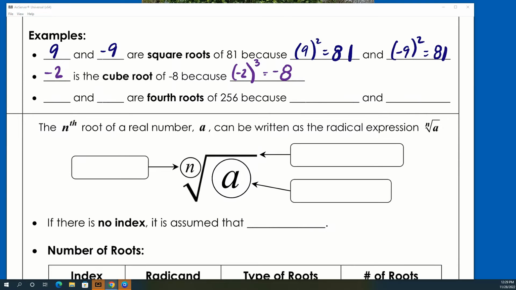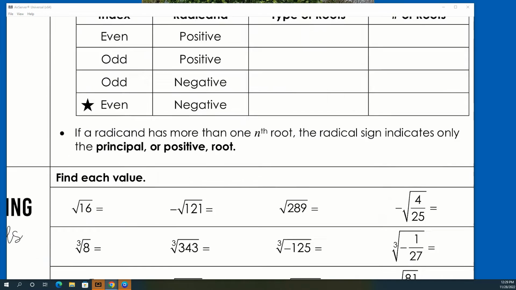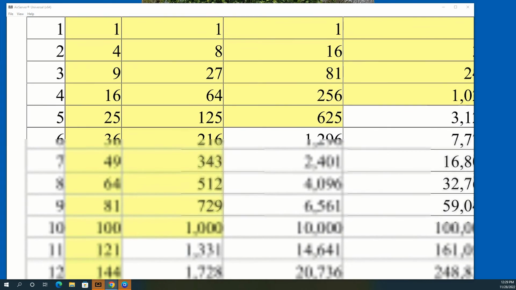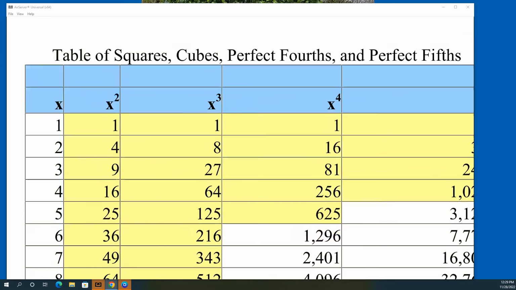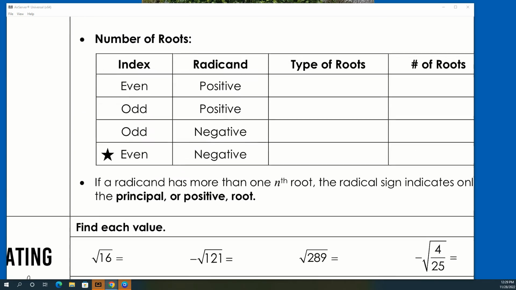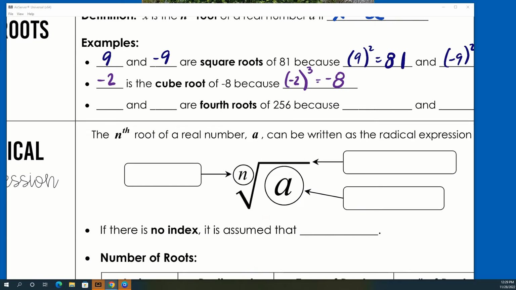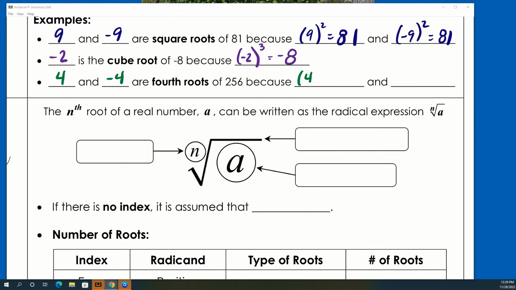All right, and then the fourth root, this one you might not be able to do in your head. So if we're going to do the fourth root of 256, you would look under the x to the fourth. 256 is here, so the fourth root is going to be 4. But because it's an even root, it's also going to be negative 4. So 4 raised to the fourth is 256, and negative 4 raised to the fourth is 256.